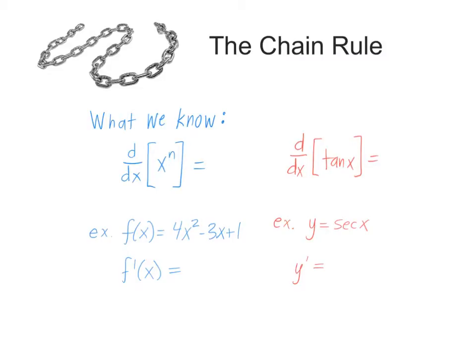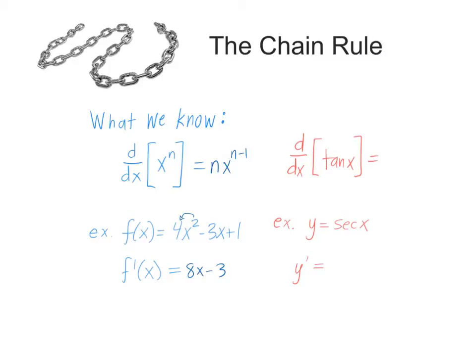You know the power rule, which is the derivative of x to the n is n x to the n minus 1. Remember, we drop the exponent down and we decrease it by 1. An example of that would be this quadratic down here. The derivative of this would be 8x minus 3, because the 2 drops down, multiplies by the 4, and decreases to a 1. And then the derivative of anything times x is just that number.